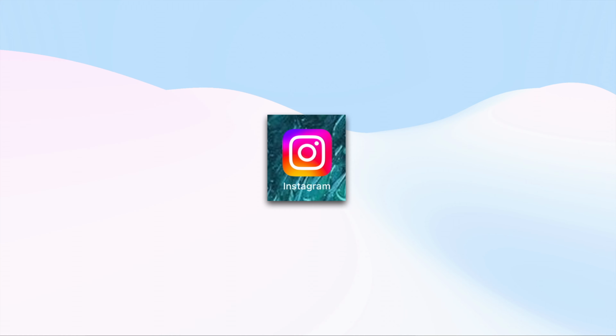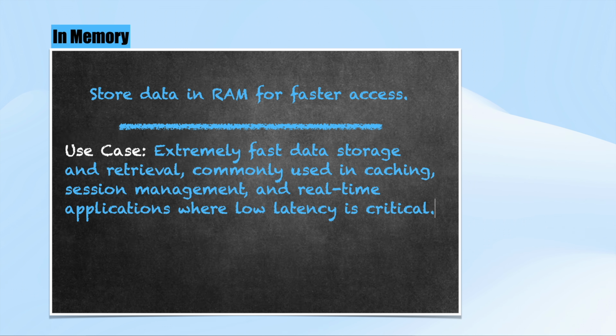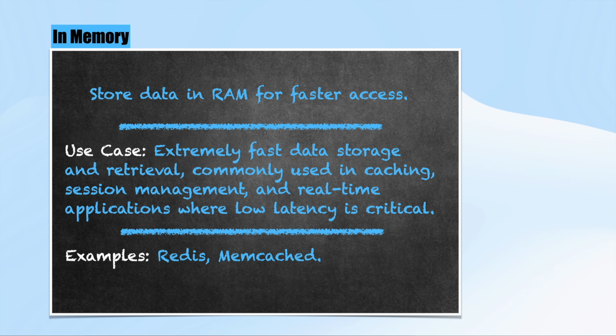A famous example of an application that relies heavily on in-memory databases is Instagram, especially when you quickly scroll between posts or load images. That's partially thanks to Redis. Instagram uses Redis to cache images, user session data, and frequently accessed content, ensuring that it loads nearly instantaneously for millions of users around the world. So to recap, in-memory databases are all about speed, which is crucial for applications like caching, session management, and real-time processing. Popular examples include Redis and Memcached, and popular examples of apps include Instagram.